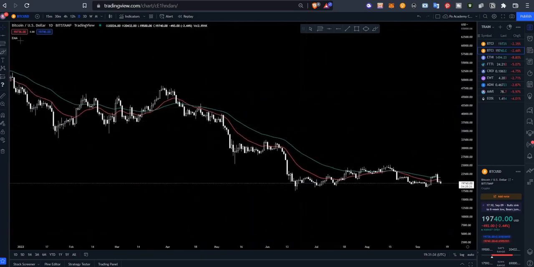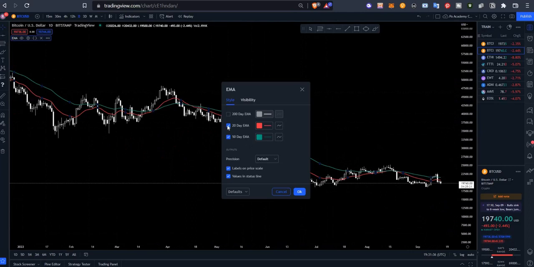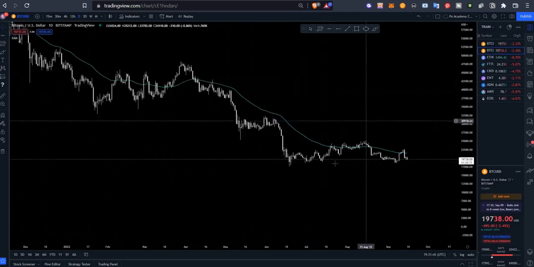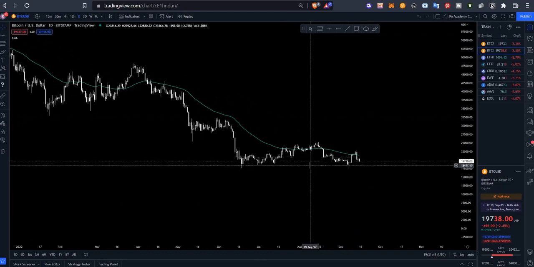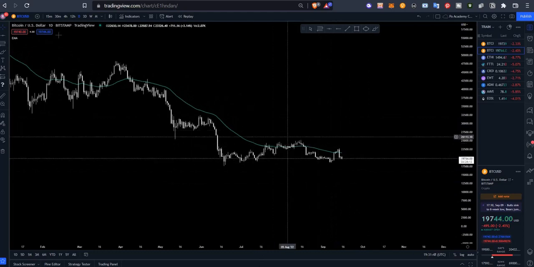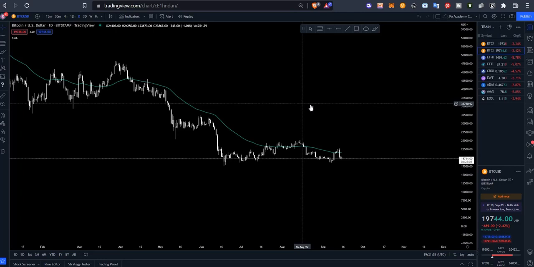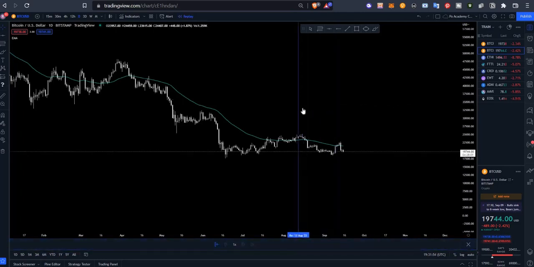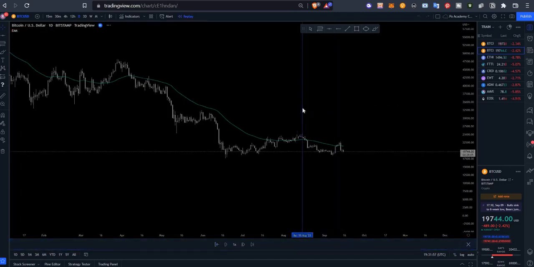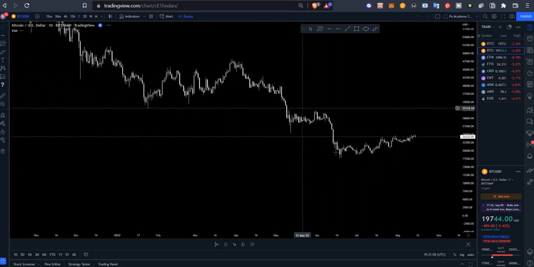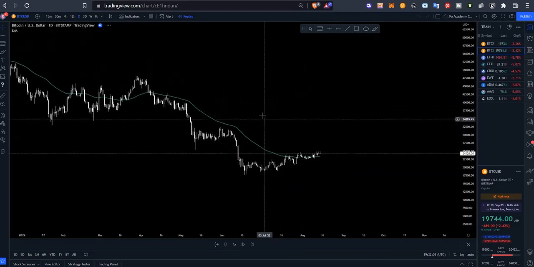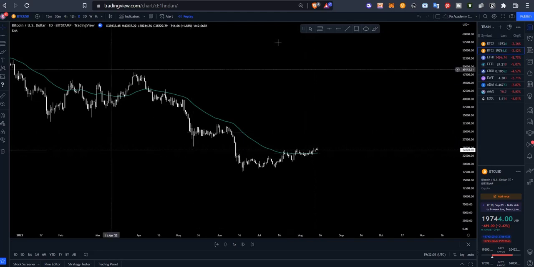Or in fact, you can also remove the 20. Mostly I remove the 20 and use 50 alone. When the market starts going above it, I will draw my trend line, support and resistance. Let's analyze this area, for instance. Okay, so let's say this is where the market is, and we want to enter trade.